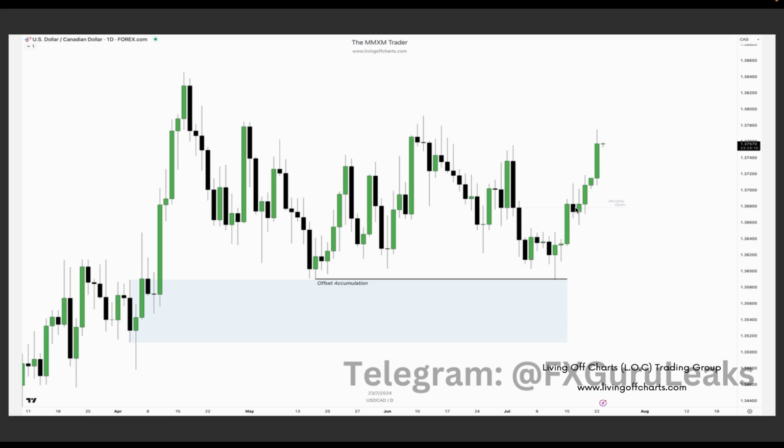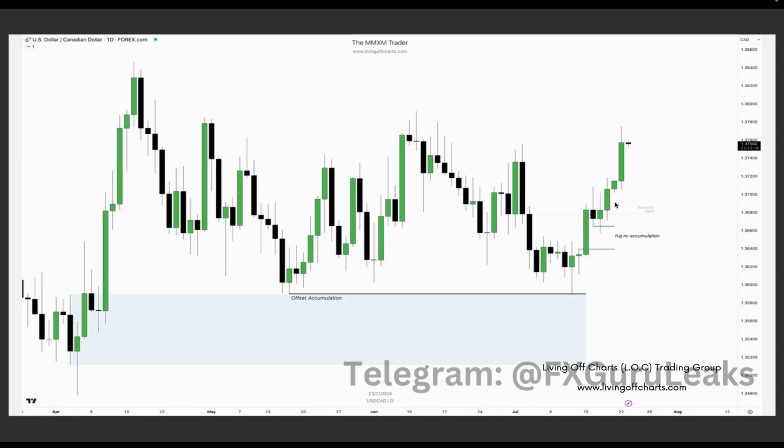This would be reaccumulation on the daily. You can see that right here. So reaccumulation on the daily now, while we're in a reaccumulation phase of the monthly. This is how you probe order flow and trade with the order flow.